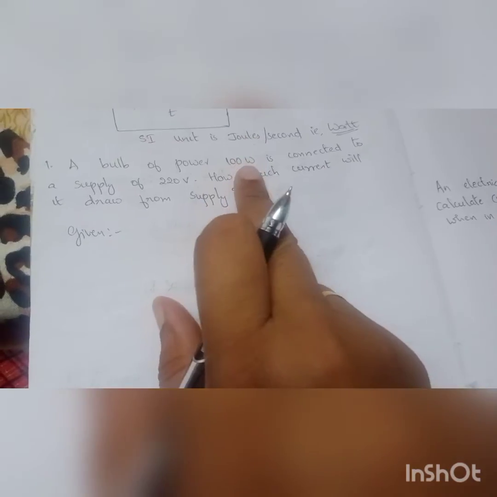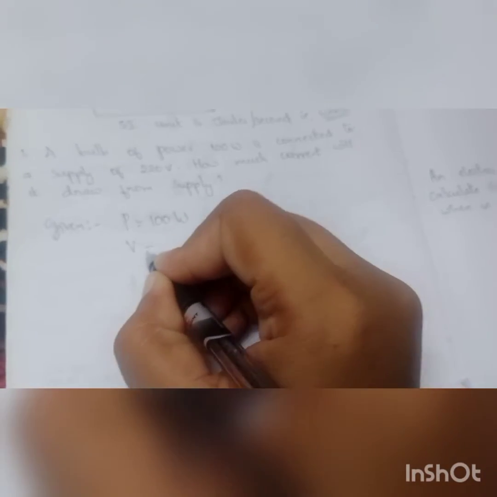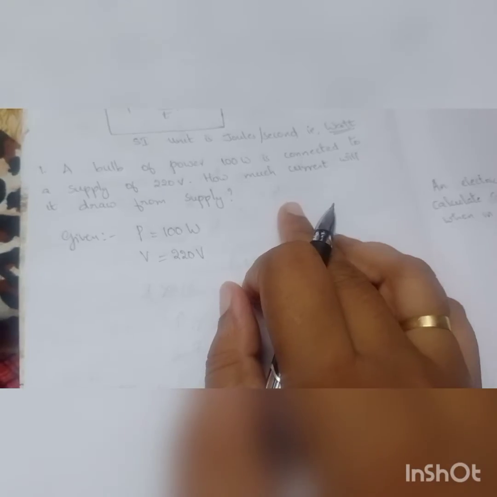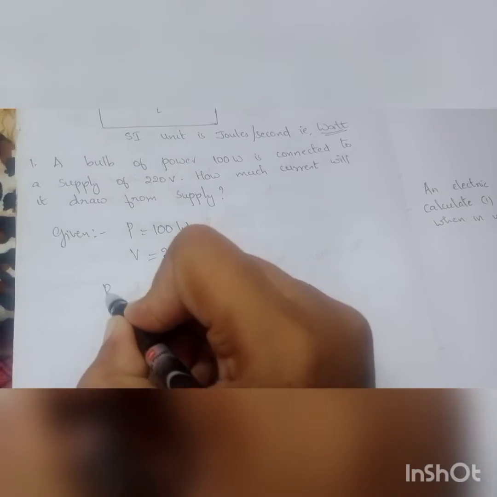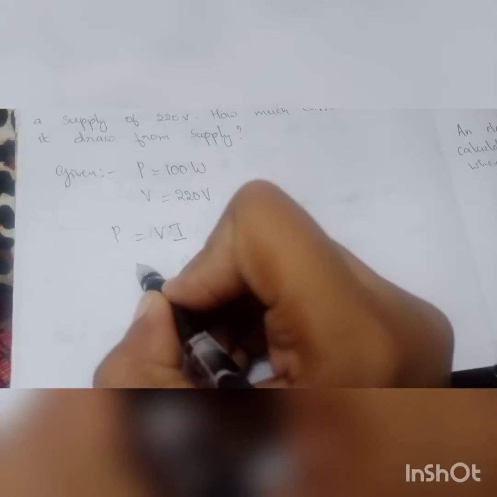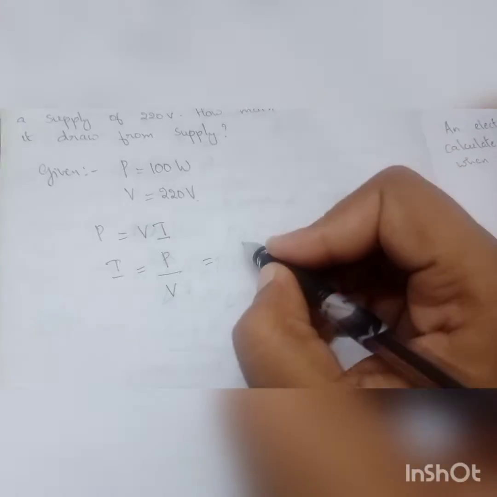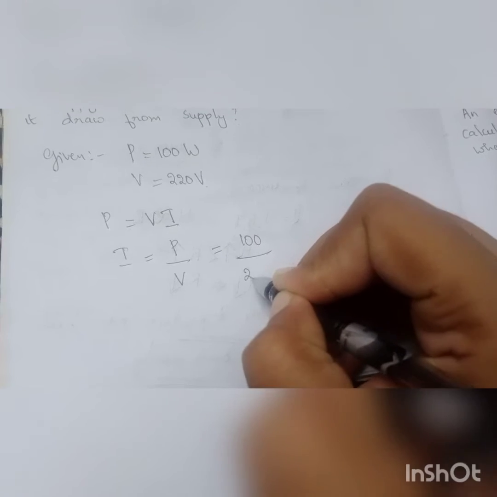So let us write out the data given in the question. Power is given as 100 watt, so we can write P is equal to 100 watt. It is connected to a supply of 220 volt, so the value of voltage is given as 220 volt. How much current? You need to find the value for current. We know the first equation we already studied, power is equal to V into I. So from this we can write I is equal to P divided by V. The value of P is 100 and the value of V is 220.